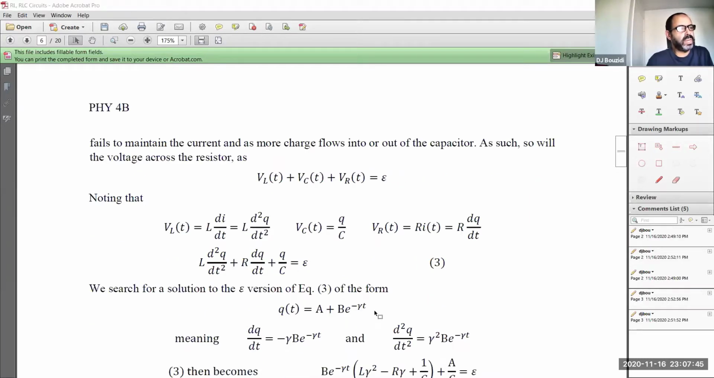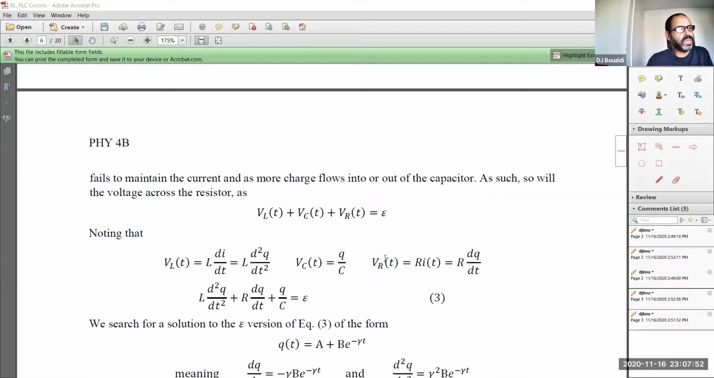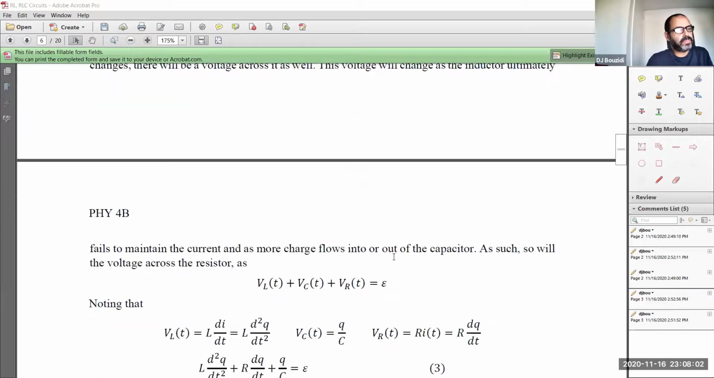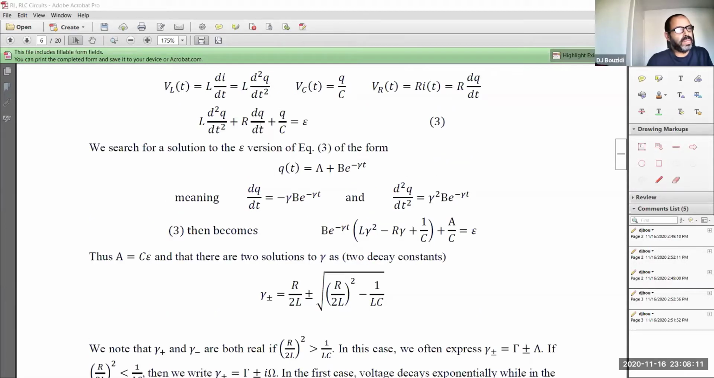This is similar to the substitution I did in class, where we found A and gamma, and B was deferred to the initial conditions. The initial conditions are quite complicated in this situation because I have an initial current I naught and an initial charge Q naught in the capacitor. But it's doable, and the math is identical to what I did in class. So you take the derivative of Q because you need it in here, and you take the second derivative because you need it in here, and you sub in equation 3. So this is how it looks.